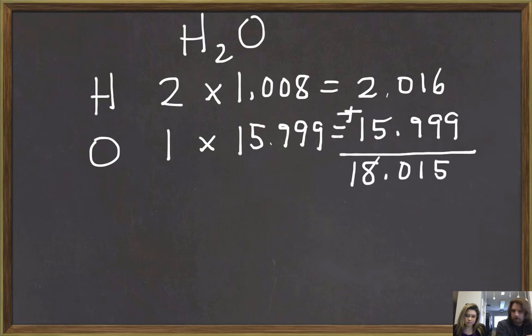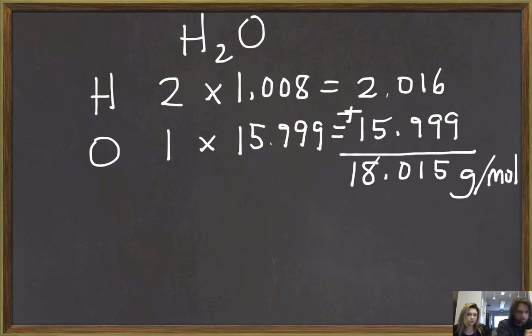If I add those together, I'm going to end up with 18.015. And I have to have my units here. So what are my units? Grams per mole, because that's how many grams are in 1 mole of this compound. Right. Grams per mole. Great. That was pretty clear.